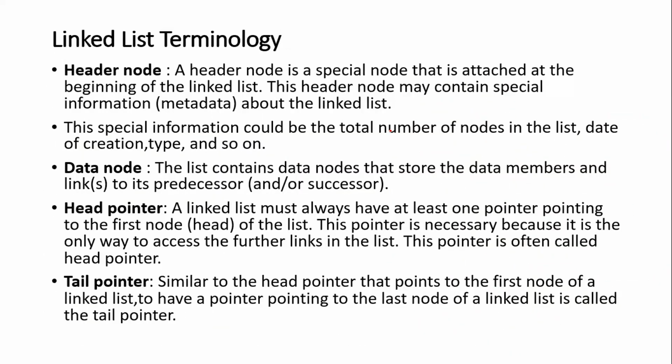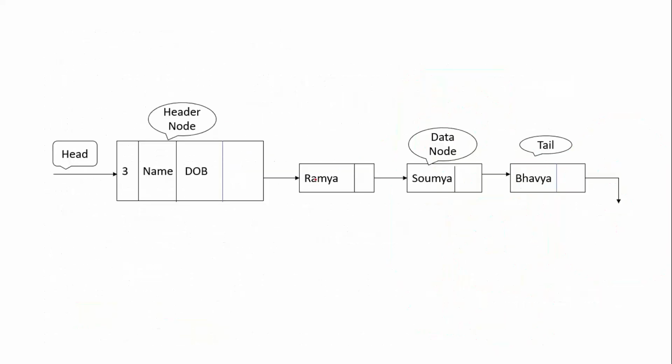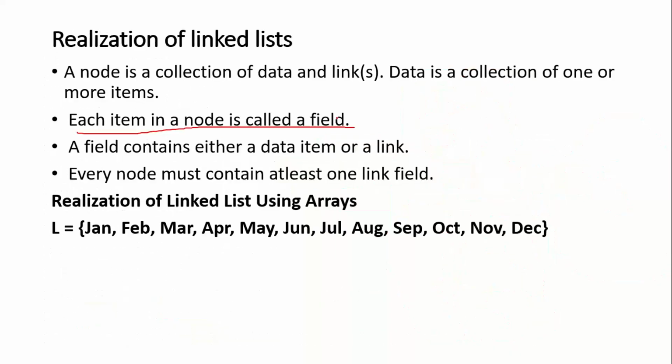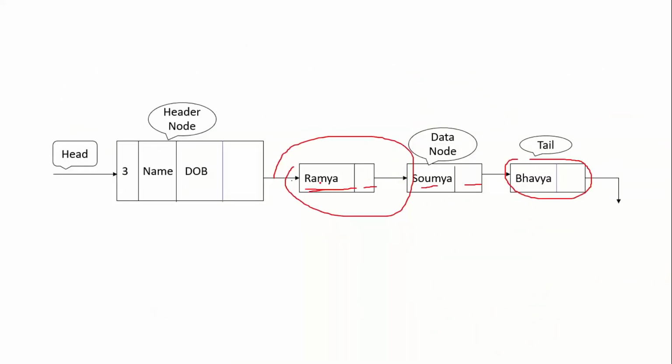So here, see, each item in a node is called a field. So this is one field, and this is another field. This on the whole together is called a node. All these are nodes, and each item in a node is called a field. There are two items here. One is data and one is link. So each item is called a field.